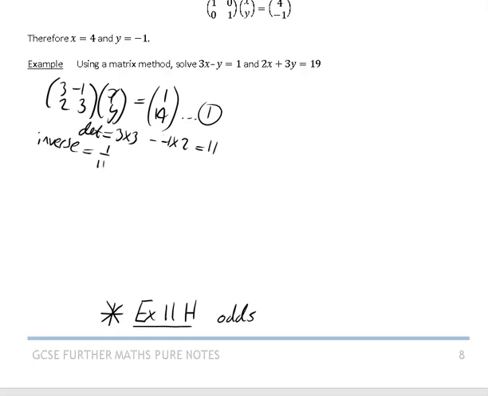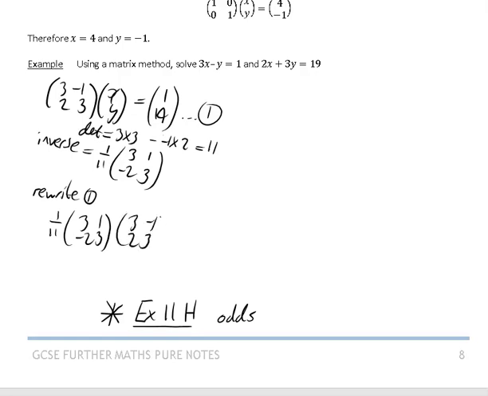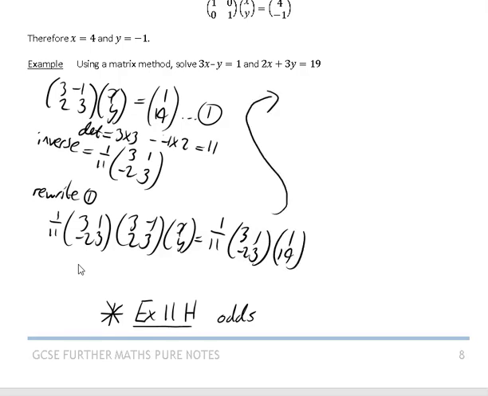So my inverse is 1 over 11, and all I'm doing here is changing the elements in the leading diagonal, changing the sign of everything else, and that's what you get. Okay, so we'll just rewrite equation 1 as 1 over 11 times 3, 1, minus 2, 3, times 3, minus 1, 2, 3, times xy is equal to, and very important here, I put the inverse in front on the left hand side, so the inverse has to go in front on the right hand side. Remember, order of multiplying matrices matters. So we have 3, 1, minus 2, 3, and then that's times 1 and 19. I have run out of space, unfortunately, I'll go up top.